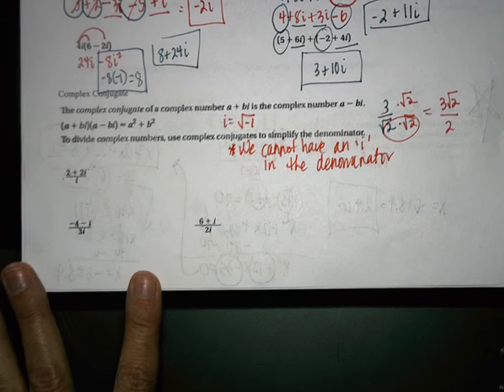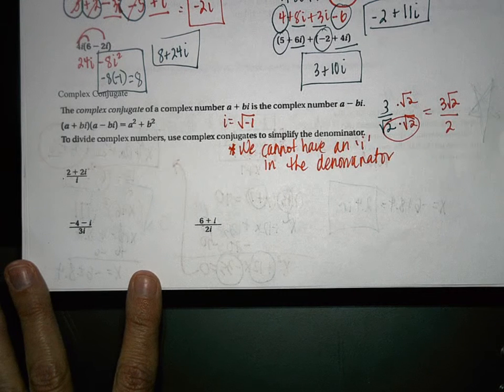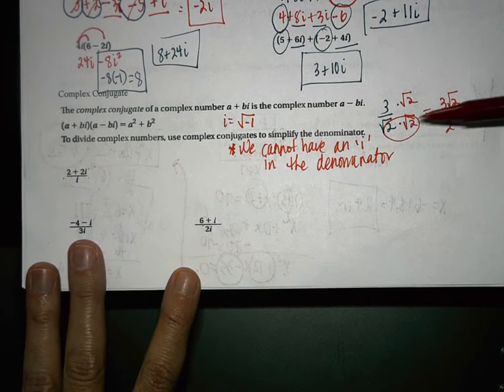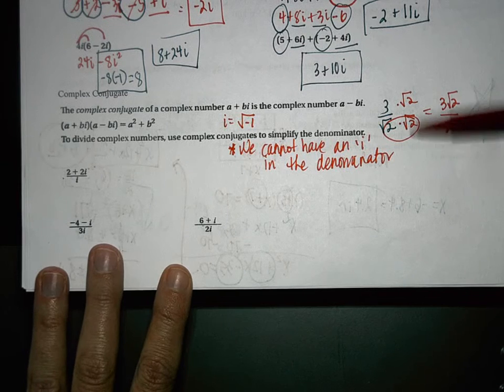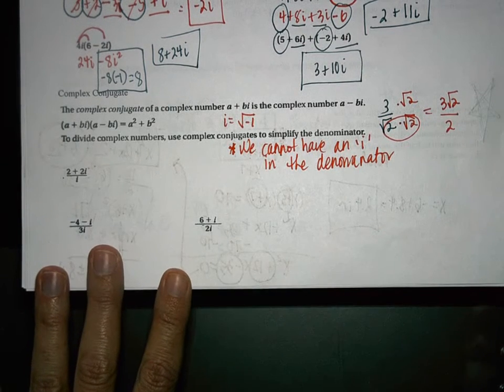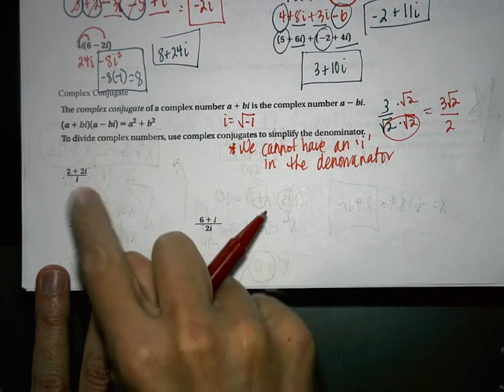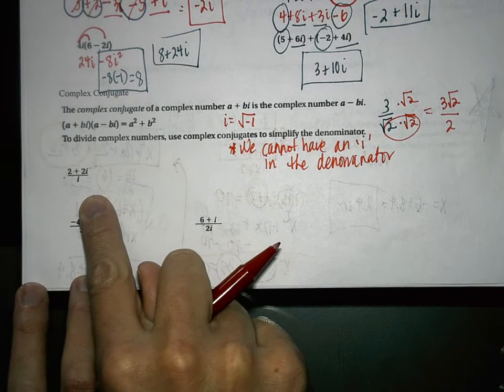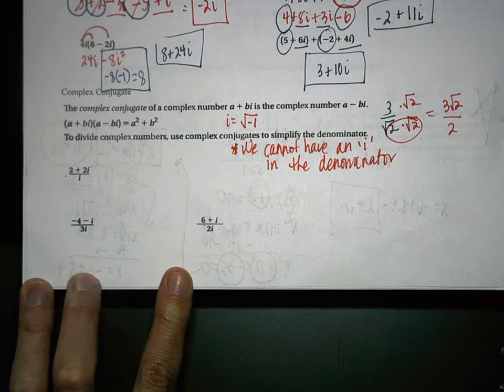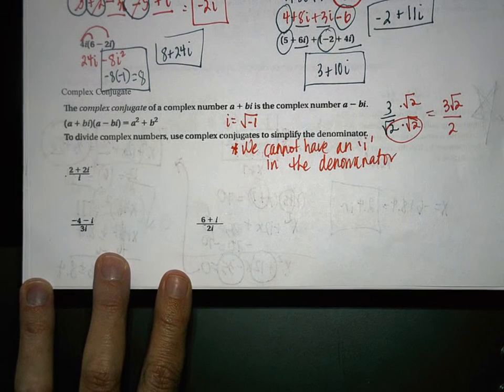So the one thing that's nice about i's is that we know i squared ends up making it negative 1. Here I multiplied the numerator and denominator by root 2. When we're dealing with i's, what would I end up multiplying by? If I have an i in the denominator, I'd need to multiply by an i, because i times i makes i squared, and i squared is actually negative 1.